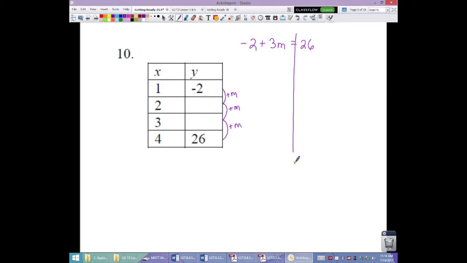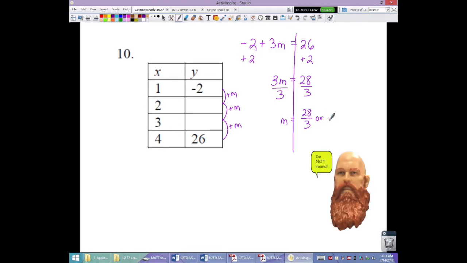So solving this little linear equation, if I add 2 to both sides, I get 3m equals 28. Divide both sides by 3. So m is, now I prefer the value 28/3. It cannot be simplified. If that's hard for you to work with, 3 goes into 28 9 times, which is 27, leaving a remainder of 1. So you could call that 9 1/3.